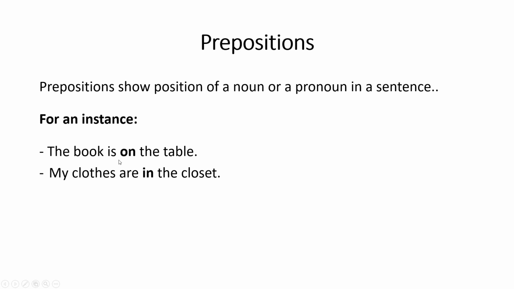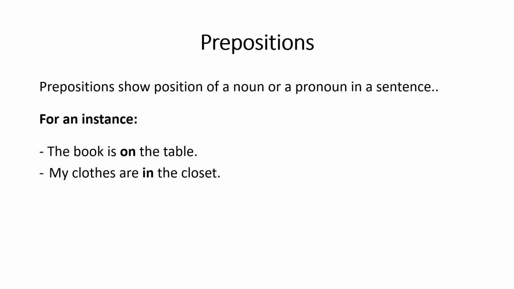Now, in this sentence, the word on describes the place of this book on the table. In a similar way, in the next sentence, my clothes are in the closet. The word in represents the position of clothes in the closet. This is how prepositions are used.